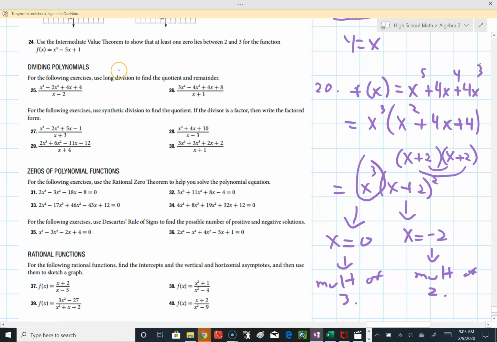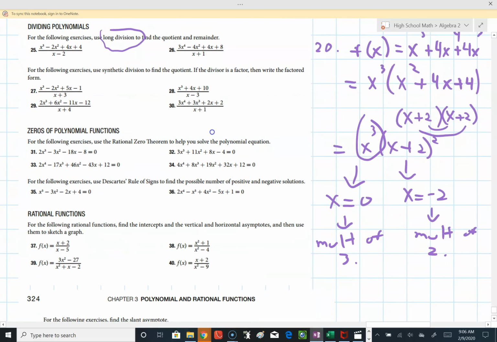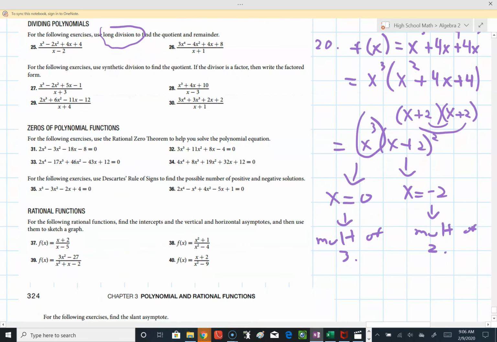Number 25 says divide using long division. We can use synthetic division. I'm going to show synthetic division. I feel like y'all are pretty good at it, but you will have to do it on the test. So let's do a couple for practice here. Actually, 27 through 30 say use synthetic division. We'll do that. I'm going to do number 30 here.